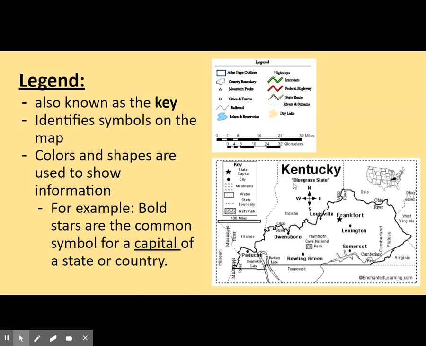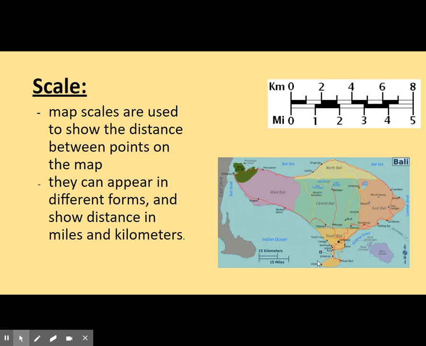Or if you're looking at the Kentucky Bluegrass State map, and you look at the key, you know that the star is the state capital. So you would check, because we live in the state capital, and they're correct. Frankfort is the capital. Just a little tip: if there is a star on a map, that typically represents a capital, whether it's for a state or a country. So if you see a star, that's the capital. The dots are just going to be the different cities.